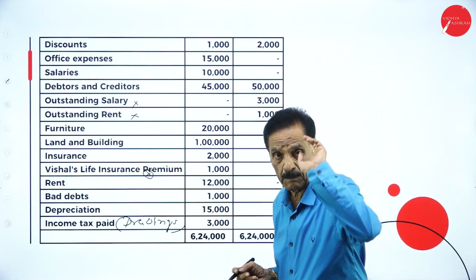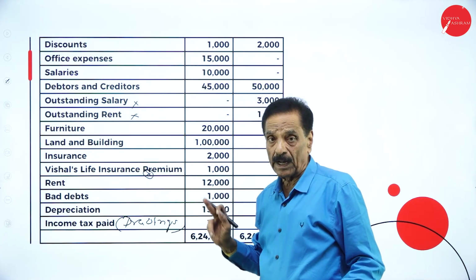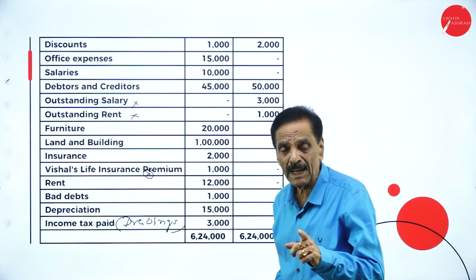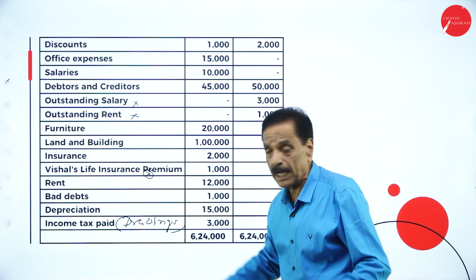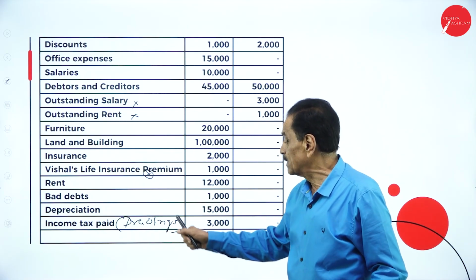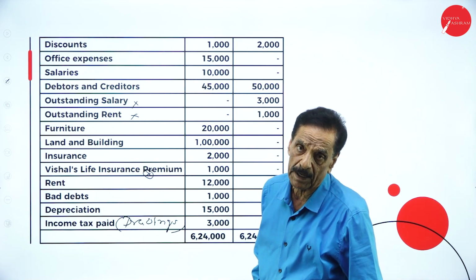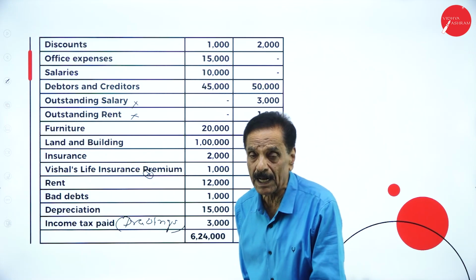Life insurance is personal, considered as a drawing. This should be deducted from the capital. Sales tax belongs to business. Income tax is purely personal. That should be deducted from the capital. Depreciation will come to the profit and loss account. Don't deduct it from the asset.